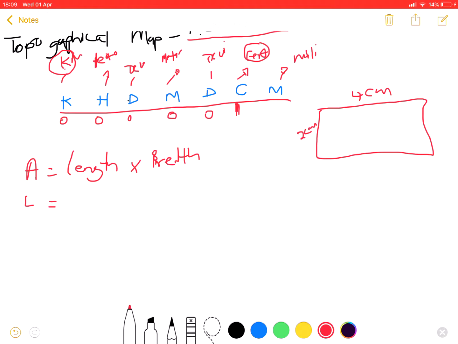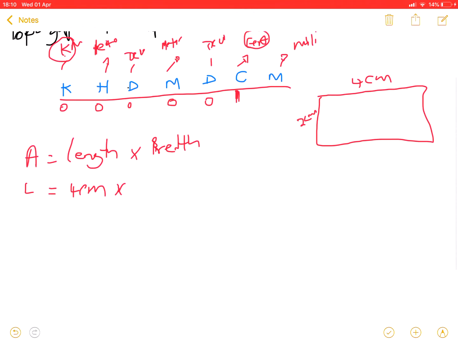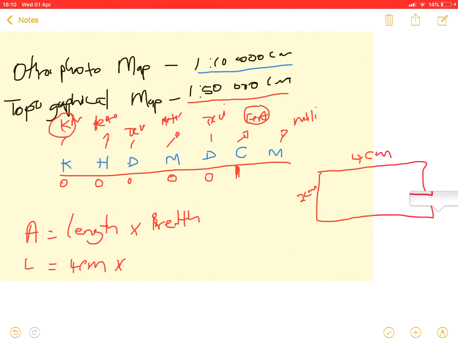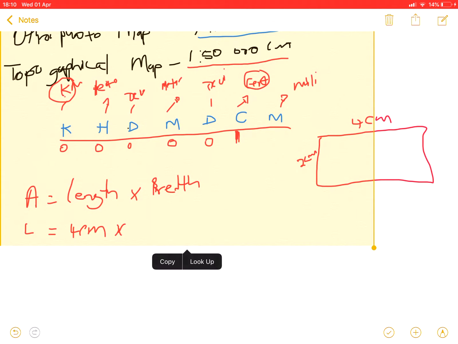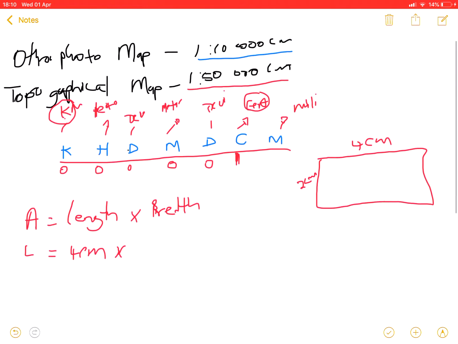What is our length? Our length is 4 centimeters. Then we are going to multiply by what? By our map scale. So we are going to convert our map scale. As we know that our map scale is in centimeters, so we will be using a topographical map. So we are calculating an area of this box in kilometers, but using the topographical map.